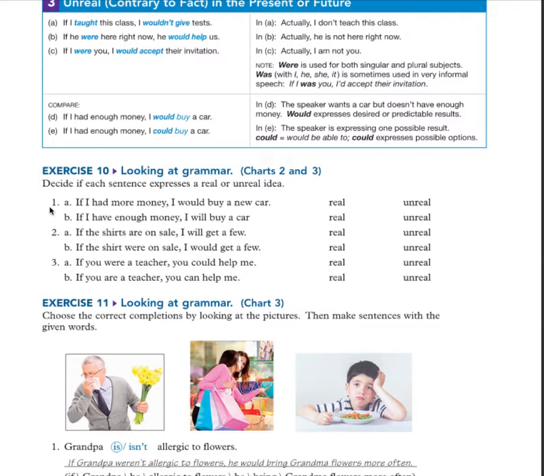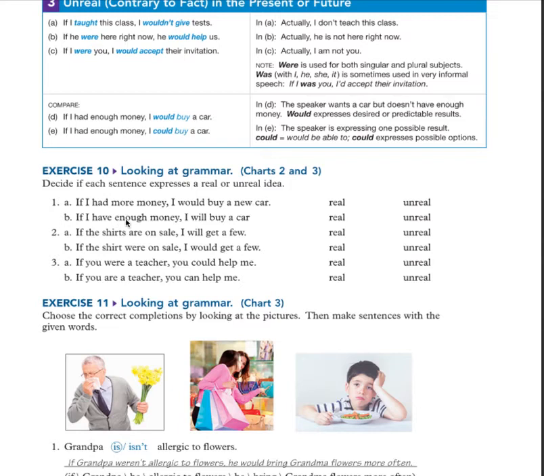On exercise 10, it says, if I had more money, I would buy a new car. So look at the if clause. Had, simple past, would buy, would, and the simple form of the verb. Is that real or unreal? This is unreal.